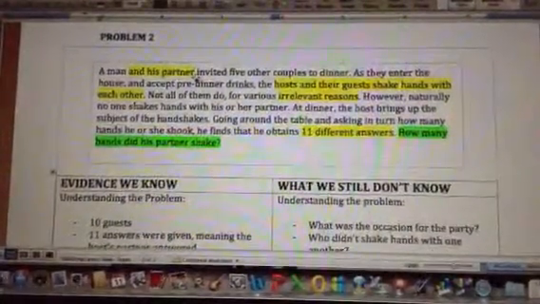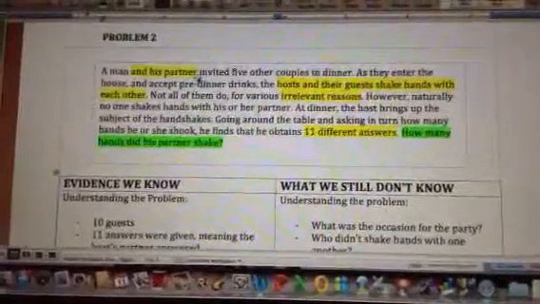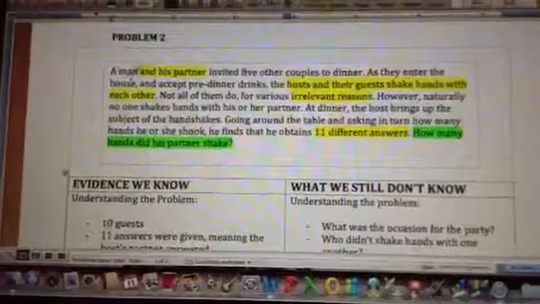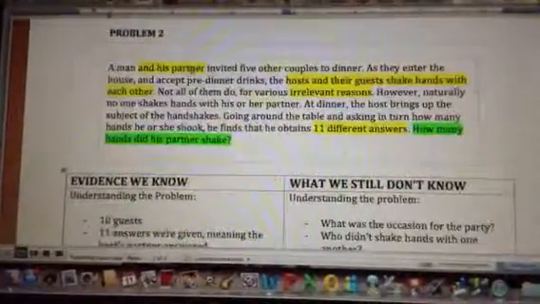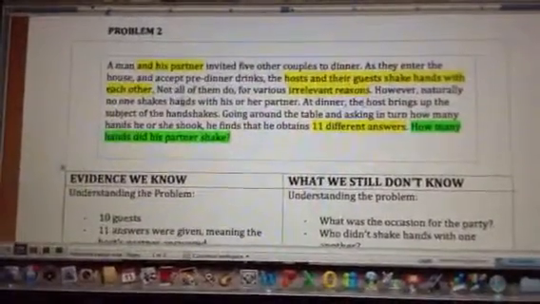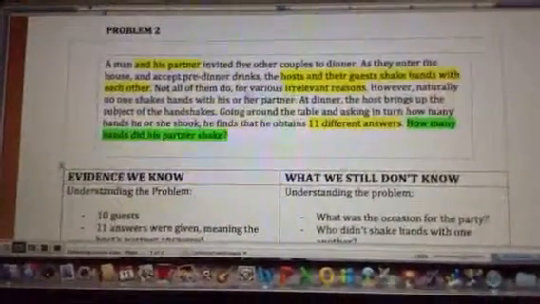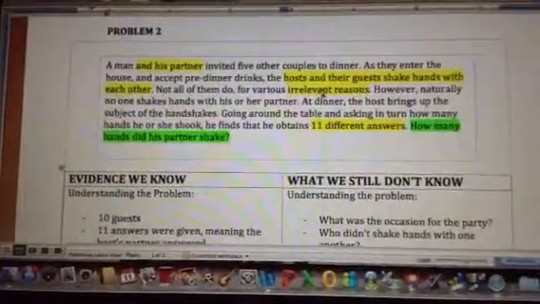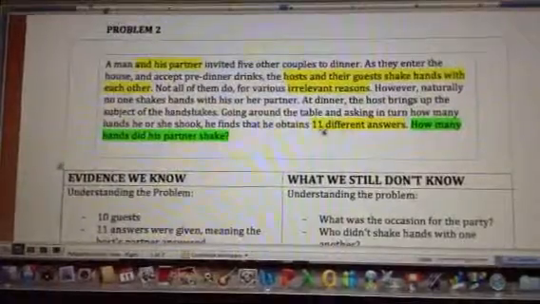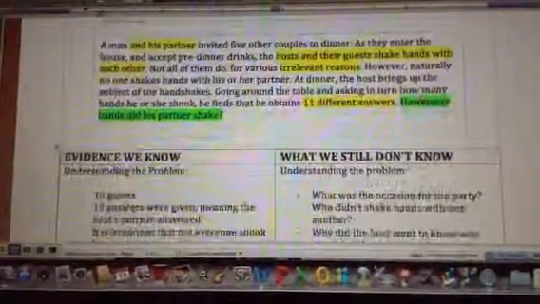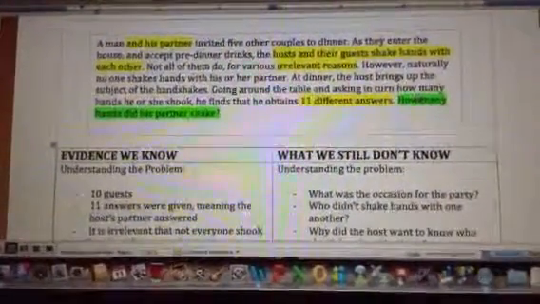Now it's interesting in the wording of this problem that they didn't say two hosts. They exclusively made the partner on his own. We know that the host and their guests shake hands with each other, so that was part of the problem. And I found it interesting that it was irrelevant that not everybody shakes hands with each other. We know that 11 different answers have come up when the host asks how many hands each person shook.